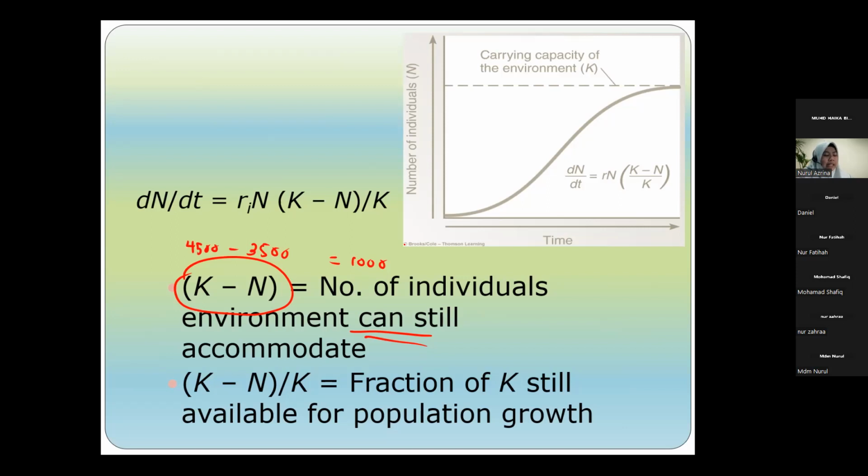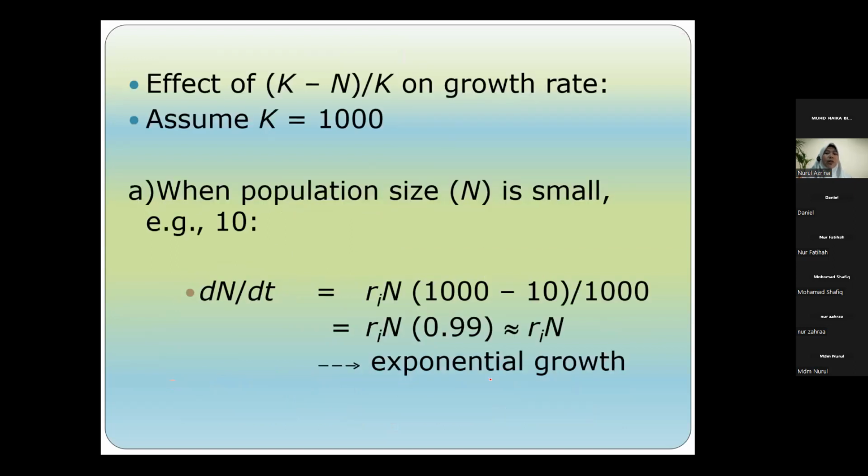Okay, and K minus N over K is the fraction of carrying capacity that is still available for population growth. So the fraction, we divide it, it's the ratio. Alright. Okay, now the effect of K minus N over K on the growth rate. Assume the carrying capacity of an environment is 1,000. An environment whose carrying capacity is only 1,000.